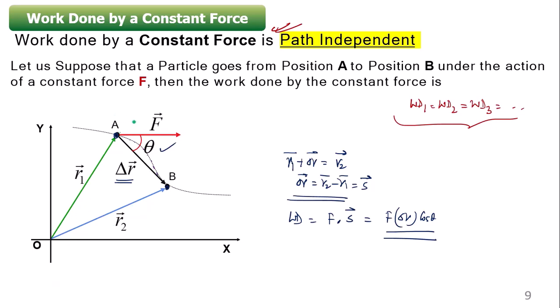If I choose another path, let us say I follow path number 2, then for path number 2 also the positions of A and B are fixed. So for path number 2, the delta R vector is also the R2 vector minus R1. So the delta R vector is not going to change.